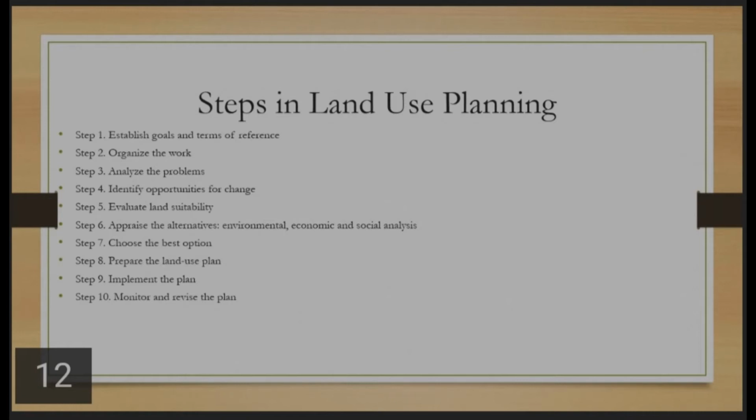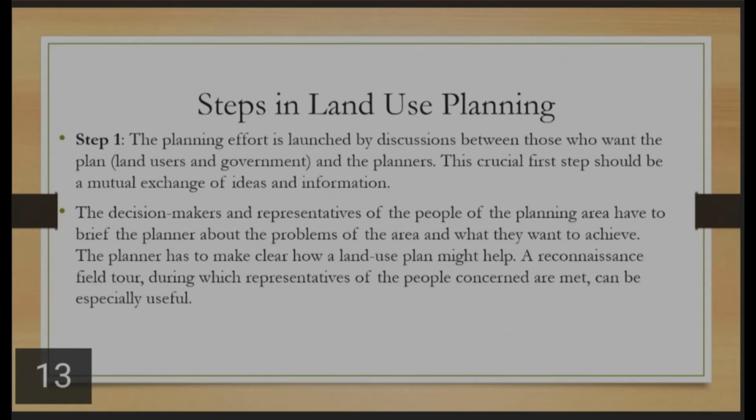Step 5. Evaluate land suitability. Step 6. Appraise the alternatives such as environmental, economic, and social analysis. Step 7. Choose the best option. Step 8. Prepare the land use plan. Step 9. Implement the plan. Step 10. Monitor and revise the plan.